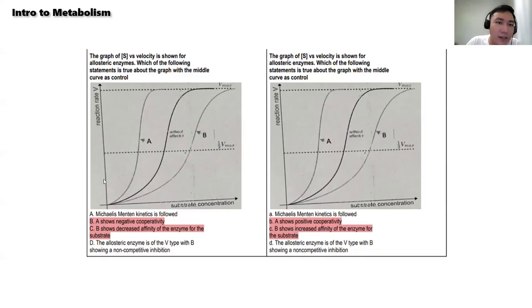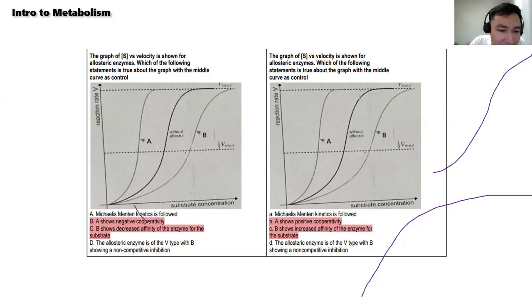So this is just the same as Doc Ligo's lesson about enzymes. Which of the following is true? Di ba pag meron kang allosteric, hindi na gumagana si Michaelis-Menten kinetics kasi you have here cooperativity. Michaelis-Menten is a rectangular hyperbola. Kapag may allosteric ka, it's sigmoidal. So, mali itong A.